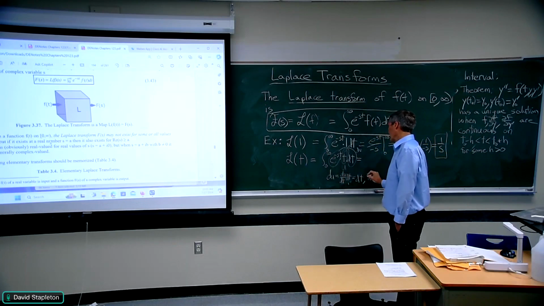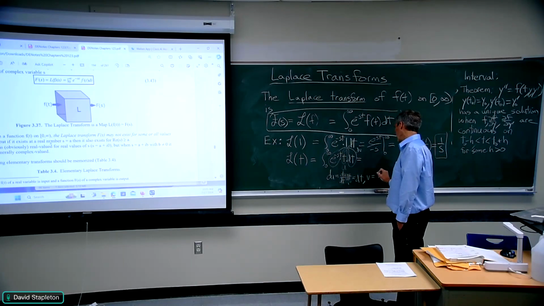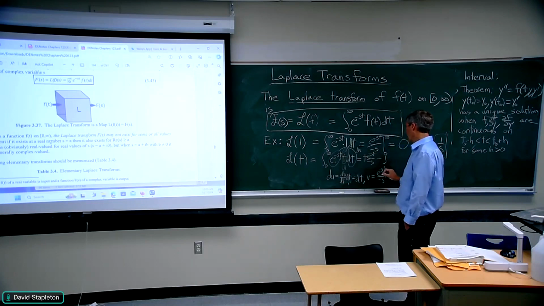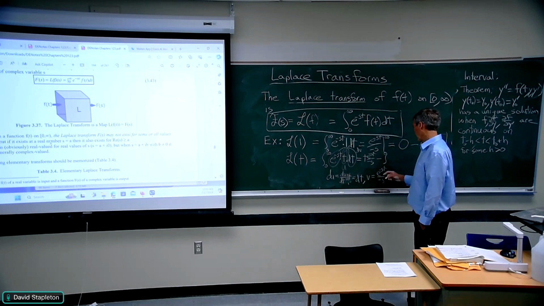And v is the integral of e to the minus st, which we just did, e to the minus st over minus s. So we can rewrite this as uv, t times v, e to the minus st over minus s, minus the integral of v du, which is now e to the minus st over minus s, du is dt. And we're going to take these both from 0 to infinity.